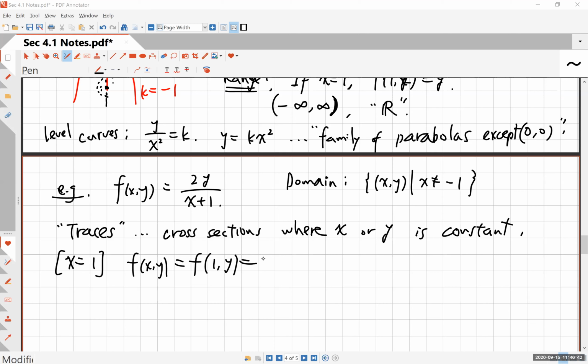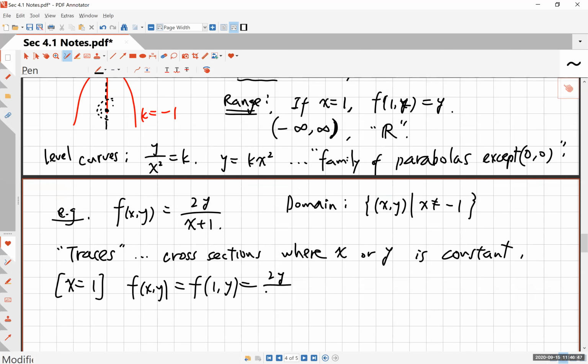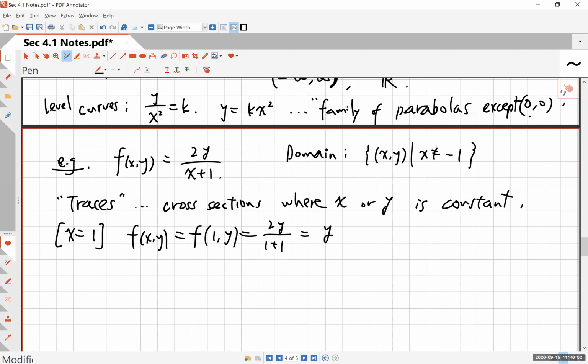And so what that means is that you get 2y over 1 plus 1, which is simply 2y over 2, which is y, right? So then the trace when x is 1: when you cross the graph of this surface where x is equal to 1, the vertical wall, then the cross section, the trace when x is 1, is going to look exactly like this. z is equal to y.